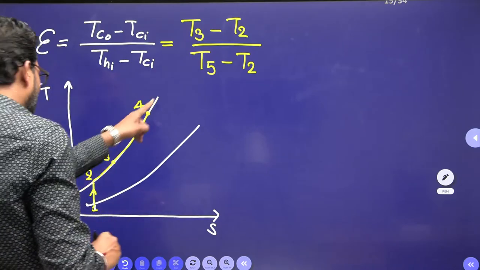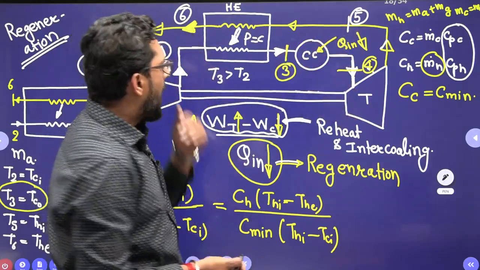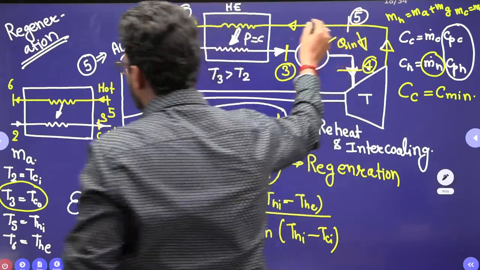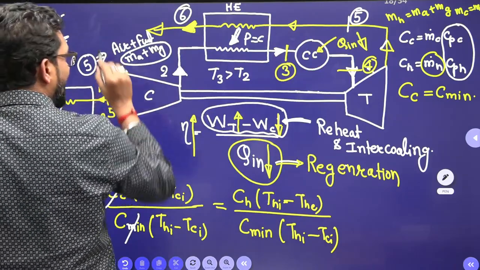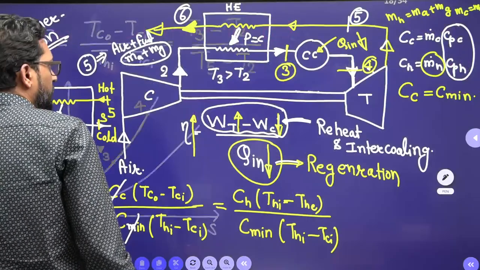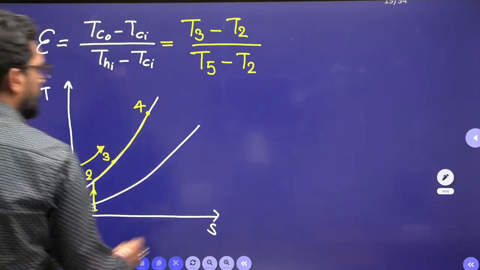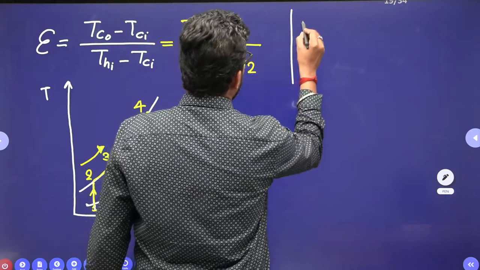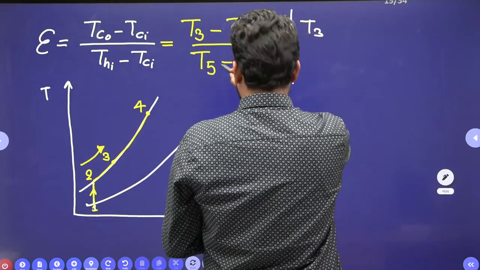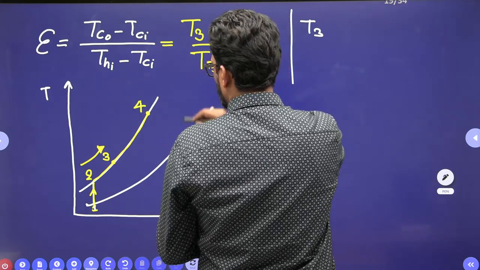Now, very important, it will expand up to 5. And 5, if this is your 5, is the hot fluid inlet. So this is your 5, and see the beauty, T3 is equal to T6.